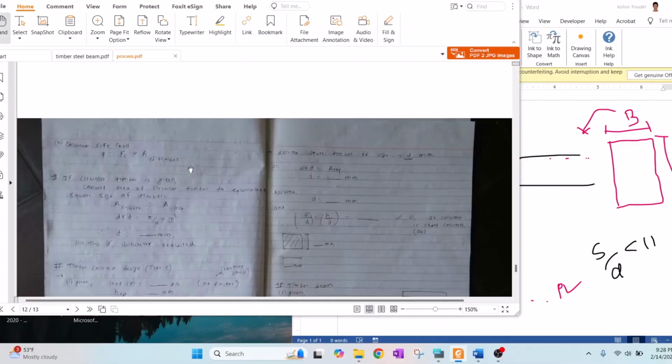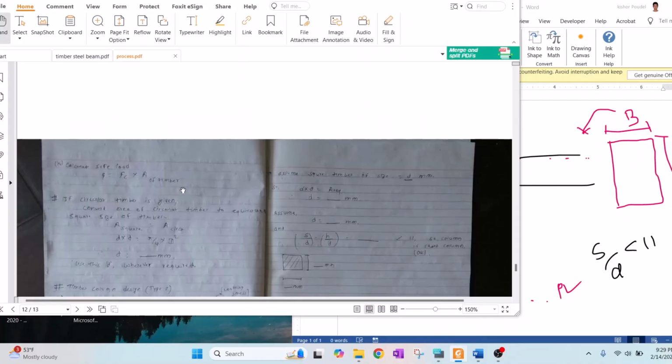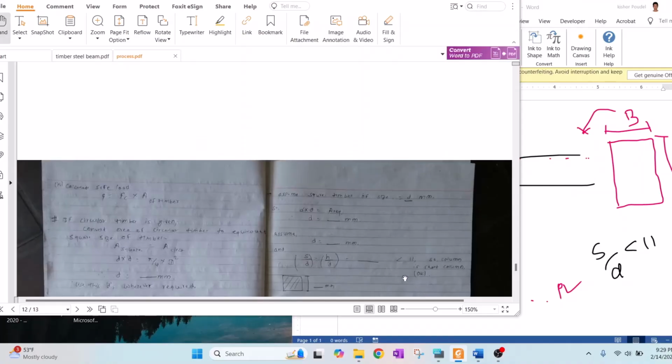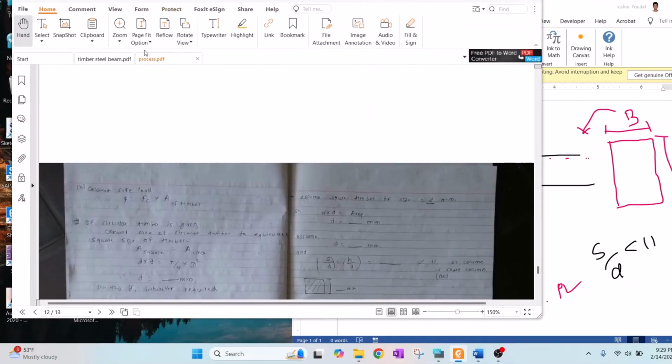That means you already have the permissible stress of the column member, and you already have the size of the timber. Then you can calculate the design load, or what is the safe load of that timber member. So in this way, you can design the timber column. So I think we are going to do one example.